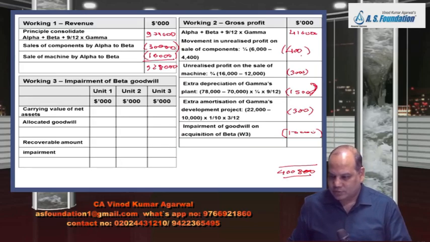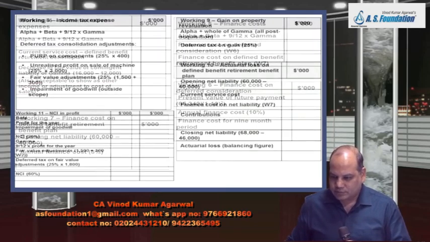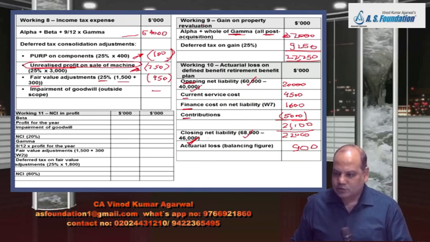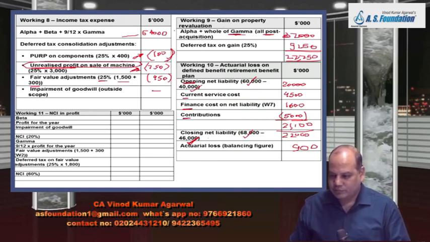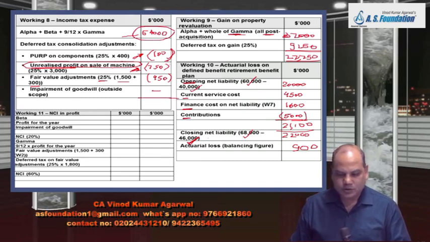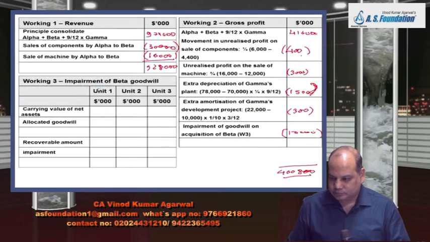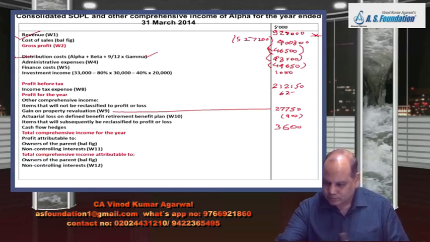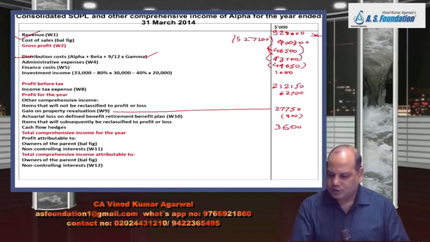Income tax expense. Go to working note 8. Take the total carefully. 64,000 is the total expense, but there are 3 credits to P&L account. So the net tax expense would be 62,700. Is it right? 62,700. Come to this, 62,700. So what is profit after tax for the year?